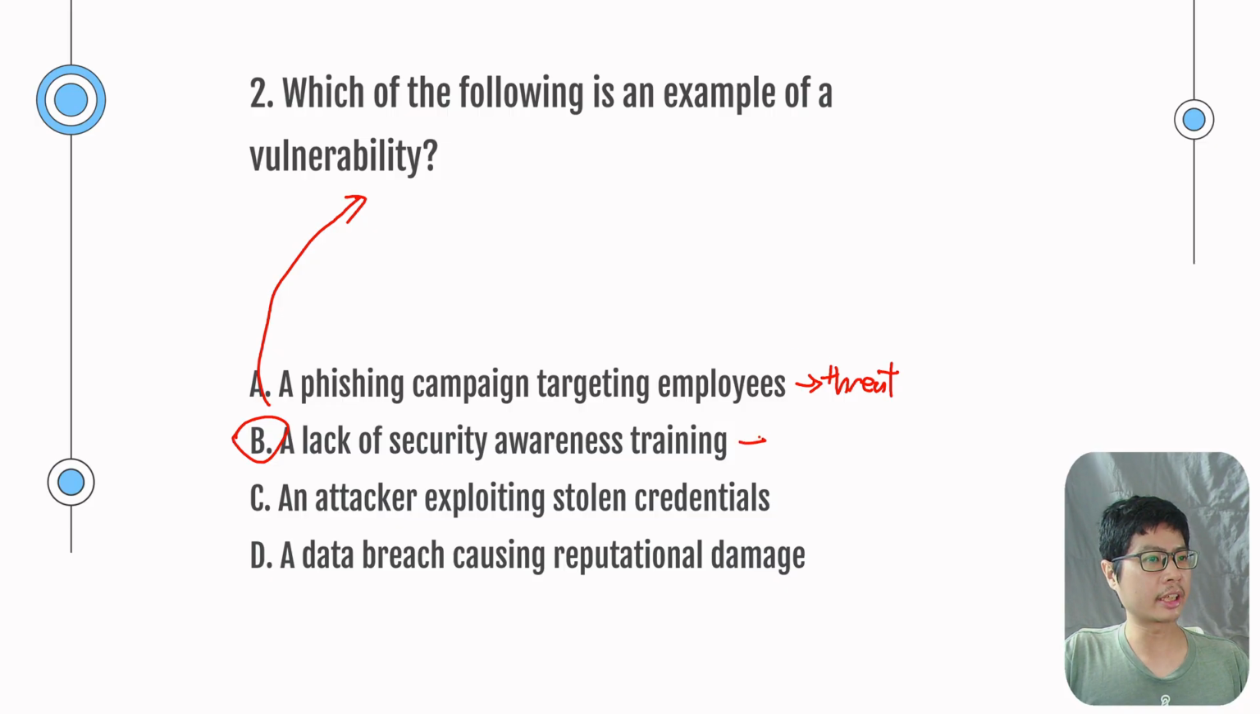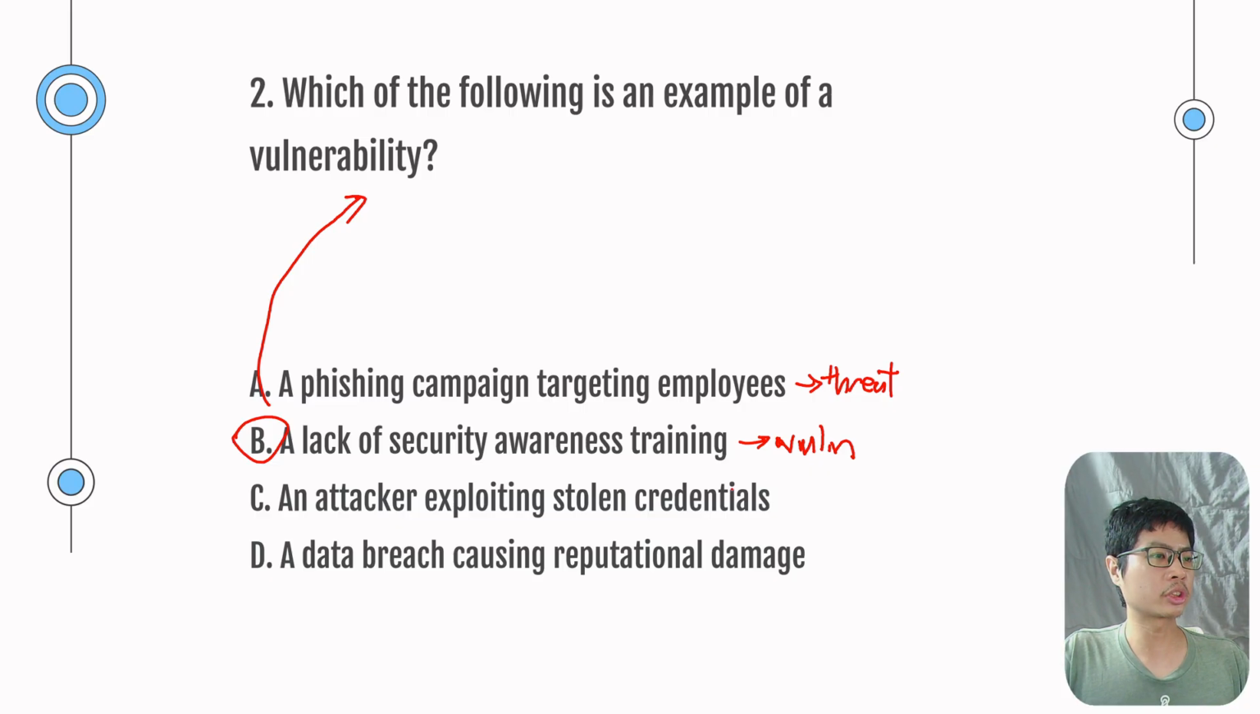Because this is the threat and this is the vulnerability that exists to allow the threat to take hold in our environment. So if we have good security training, even if a phishing campaign were to target us, we would not get compromised. And so, a threat requires a vulnerability to exist, to take hold in the environment.